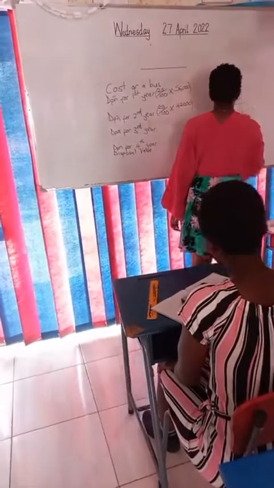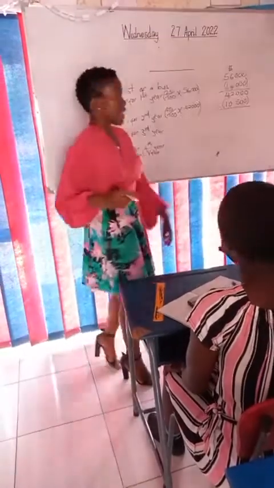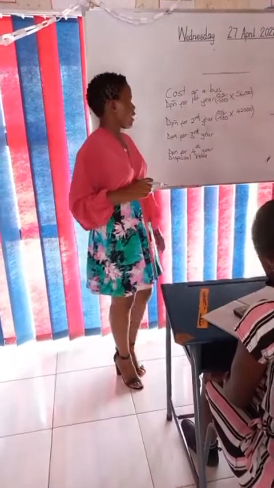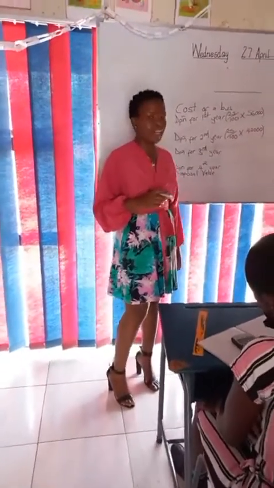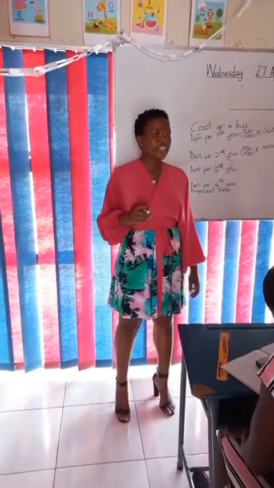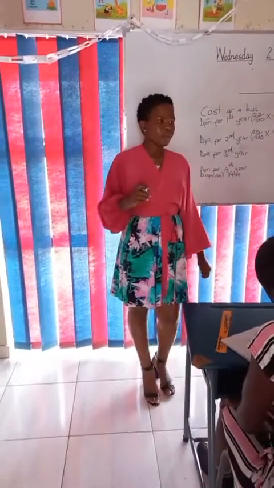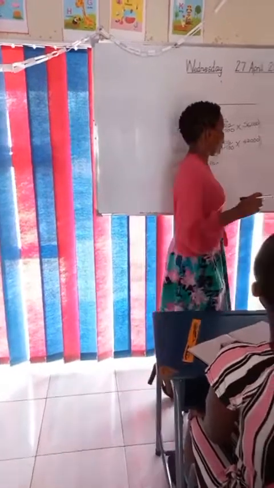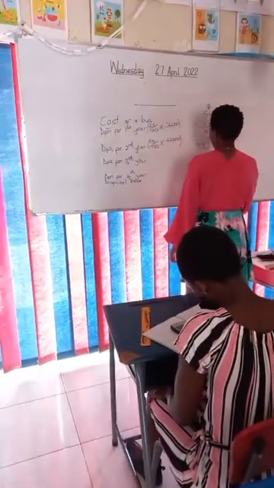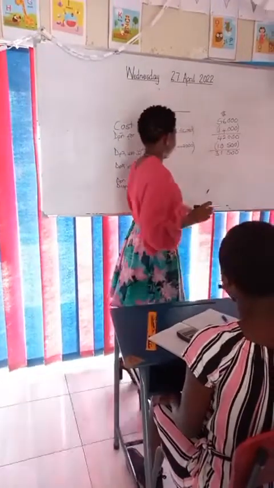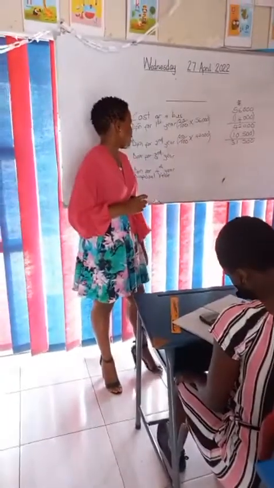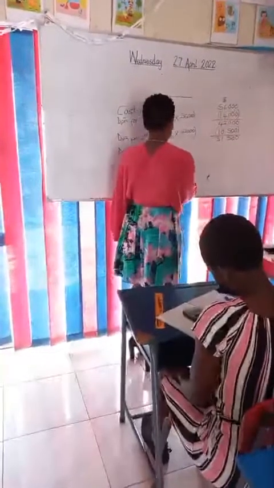10,500. So in the second year, our bus depreciated by 10,500. How much do we have at the end? If we say 42,000 minus 10,500. Yes, Tadiwa? 31,500. So after 2 years, our bus was now costing 31,500. Now we want to calculate depreciation for the third year.